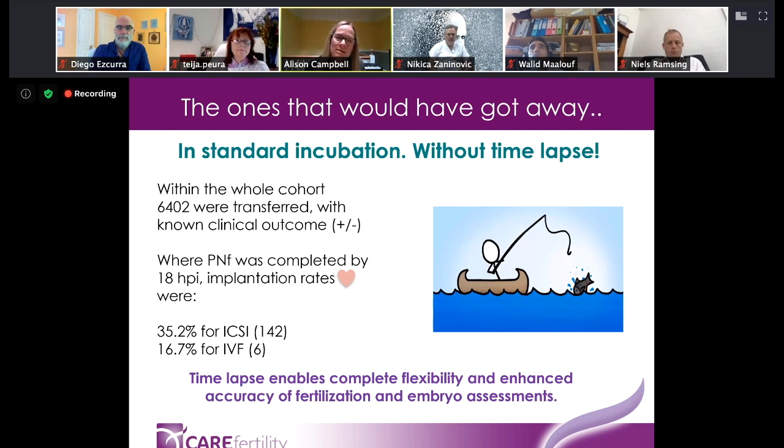And does it matter though? Are they viable, these ones that are fading early and we would miss them? Well, yes, it does matter. Without time-lapse, so we can extrapolate the information, we've transferred 6,402 with known clinical outcome, and where the pronuclei had completely faded by 18 hours, we have an implantation rate, clinical heartbeat, at 35% for ICSI and nearly 17% for IVF. So they are viable and they are worth seeking out. So time-lapse is enabling complete flexibility and enhanced accuracy of fertilization, as well as other embryo assessments.